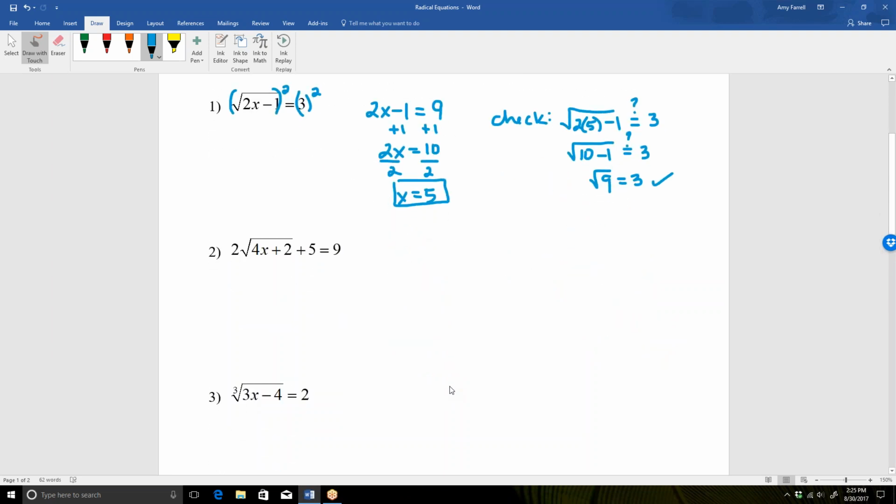Okay, let's look at number 2. This one, we're going to have to isolate the square root. We want it by itself on one side of the equation. And when you're isolating a square root, we're always going to add or subtract before we multiply or divide. Same rules as a normal equation, like up here, instead of dividing by 2, we added 1 to both sides first. The same thing, we're going to add or subtract before we multiply or divide.